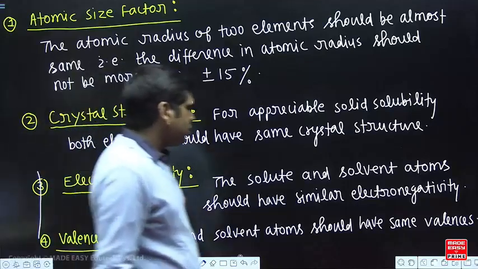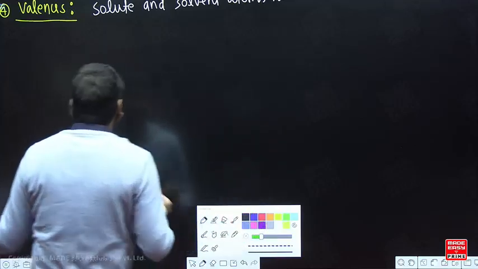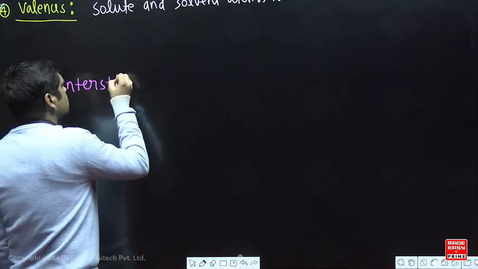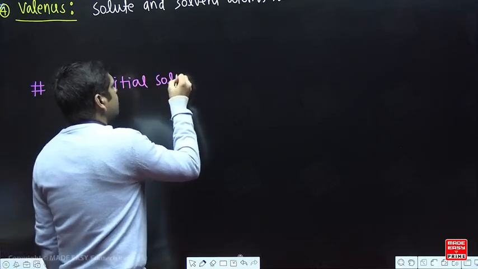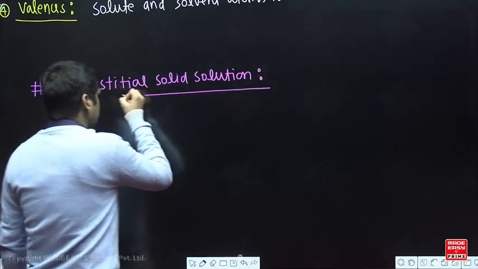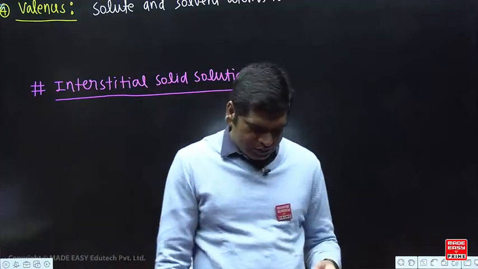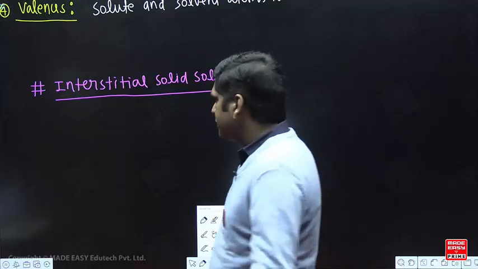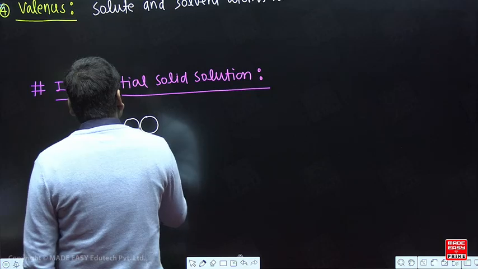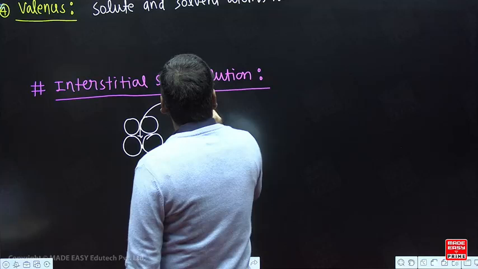Now let us move on to the next, interstitial solid solution. Here you see, my dear friend, there is no new crystal, there is no replacement of the host atom. Instead what happens, you see, suppose these are the iron atoms. So this position is known as interstitial void.